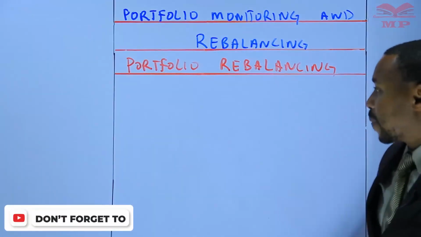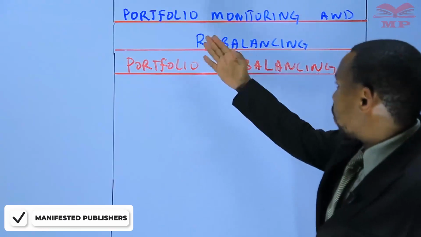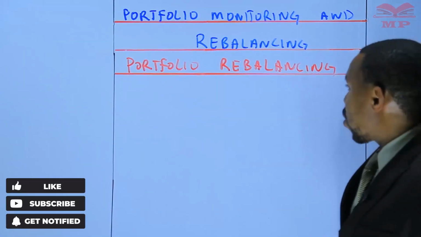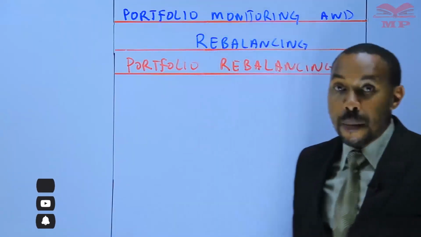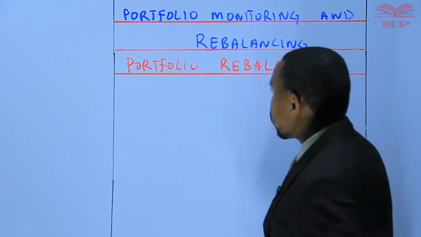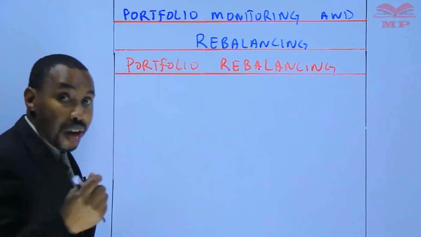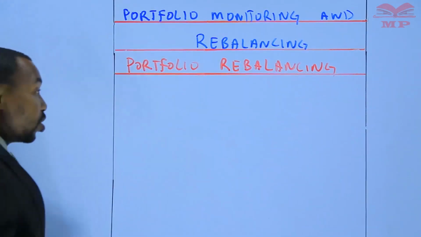Portfolio rebalancing. This is the last class that we will be learning about portfolio monitoring and rebalancing. And to conclude, we are going to learn about rebalancing strategies. Before we learn about the strategies themselves, we need to bring about a distinction between rebalancing to target weights versus rebalancing to an allowed range.